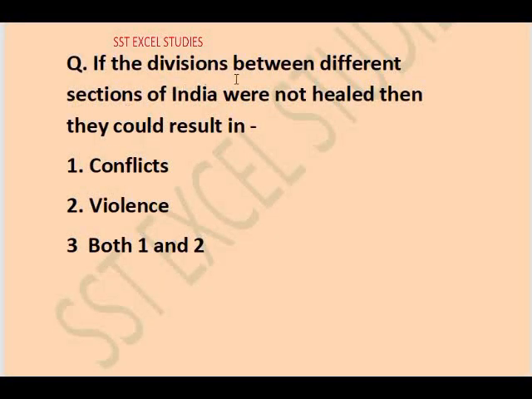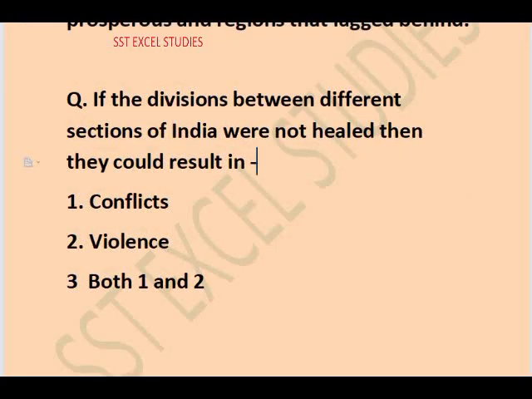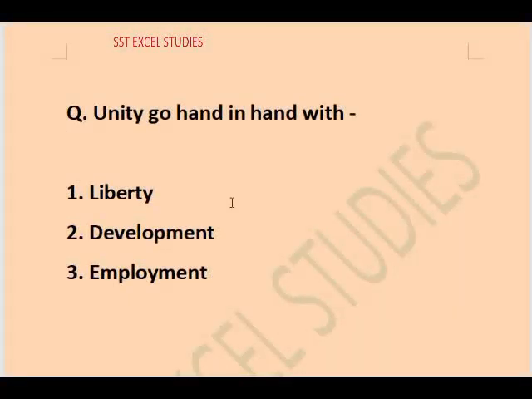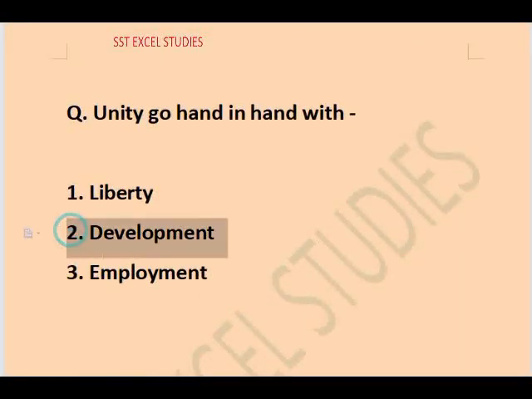First question is, if the divisions between different sections of India were not healed, then they could result in, options are conflicts or violence or both 1 and 2. Answer is both 1 and 2. Differences could become conflicts as well as violence. Next question is, unity goes hand in hand with, options are liberty, development or employment. Answer is development. Unity goes hand in hand with development.